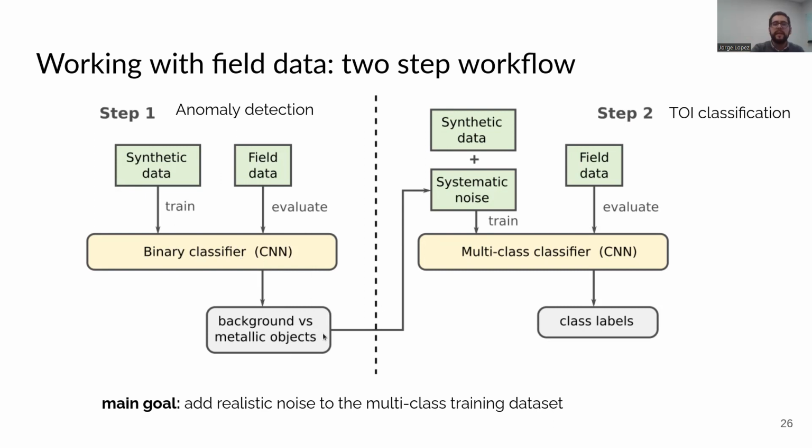And once we get that output, from the same field data, we can try to estimate some kind of more realistic noise that will be added to our training data set for the CNN. And so, yeah, the main objective here for the 2-step workflow is simply to add more realistic noise to the multi-class training data set of the neural network. So I will show you how that looks.